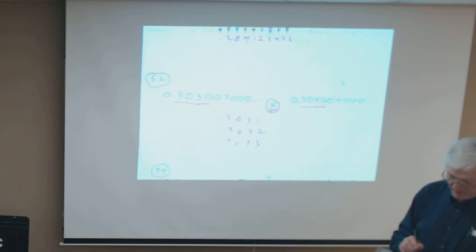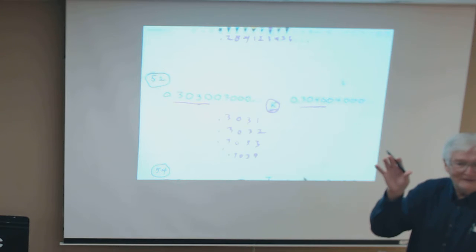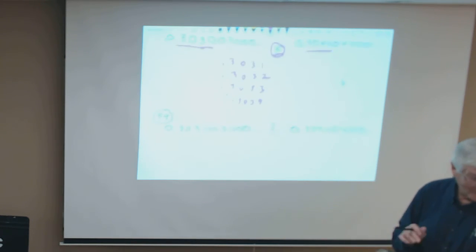Okay? Clear up to 0.3039. And then there's a whole bunch between 0.3031 and 0.3032. There'd be 0.30311, 0.30312, up to 0.30319. Isn't this fun, how far we can go into the woods? No. Okay, let's do number 54.